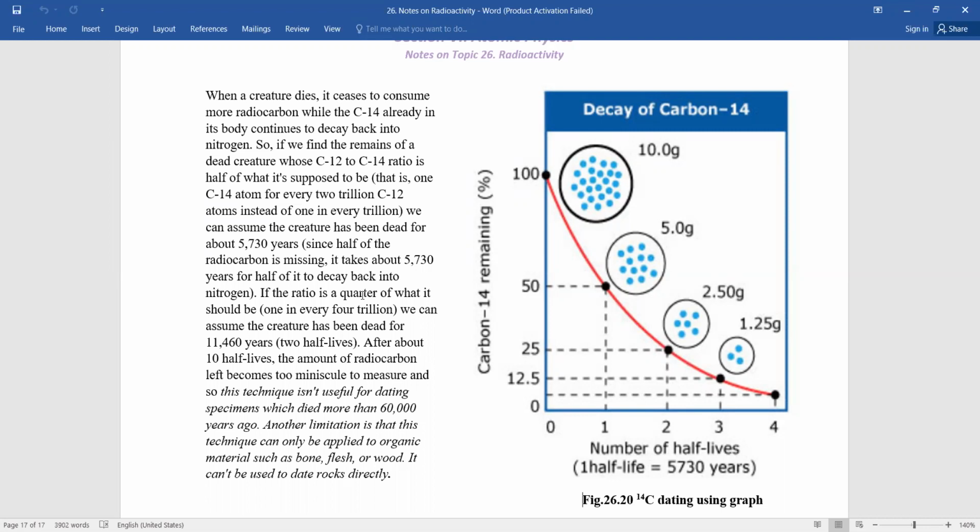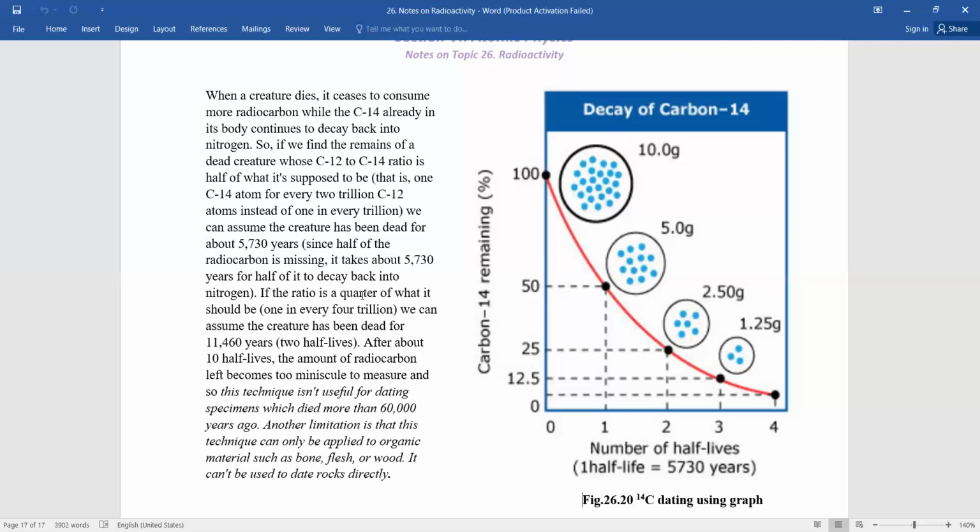So, if we find the remains of a dead creature whose carbon 12 to carbon 14 ratio is half of what it's supposed to be, we can assume the creature has been dead for about 5,730 years. If the ratio is a quarter of what it should be, we can assume that the creature has been dead for 11,460 years, about two half-lives.